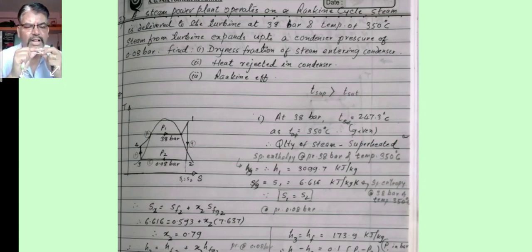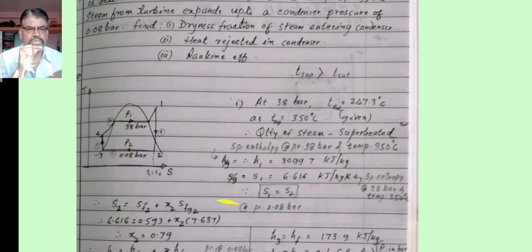This is a university based numerical. A steam power plant operates on the Rankine cycle. Steam is delivered to the turbine at 38 bar and a temperature of 350 degrees Celsius. The steam from the turbine expands up to a condenser pressure of 0.08 bar. From the given data, you have to find out the dryness fraction of steam entering the condenser, the heat rejected in the condenser, and the Rankine efficiency.